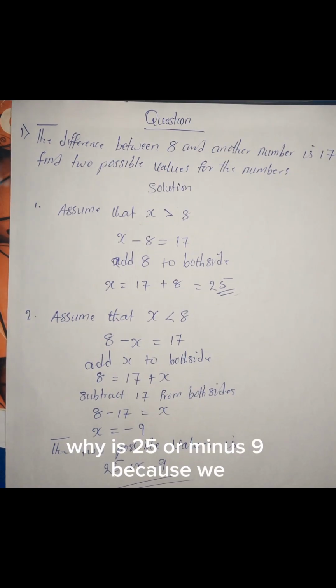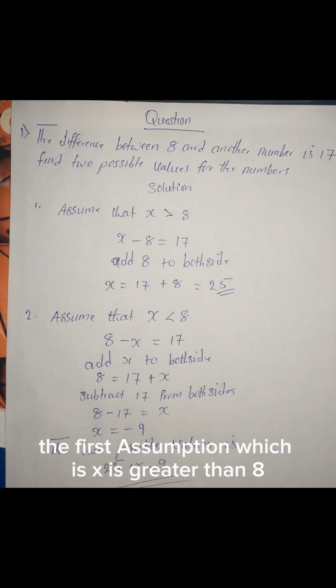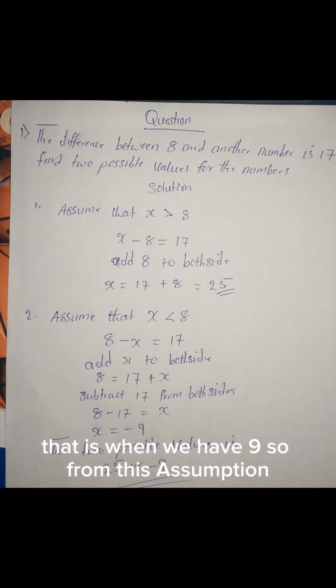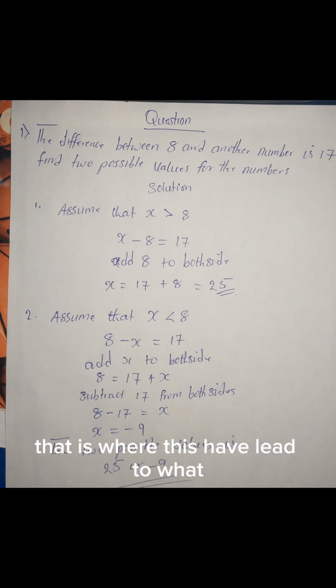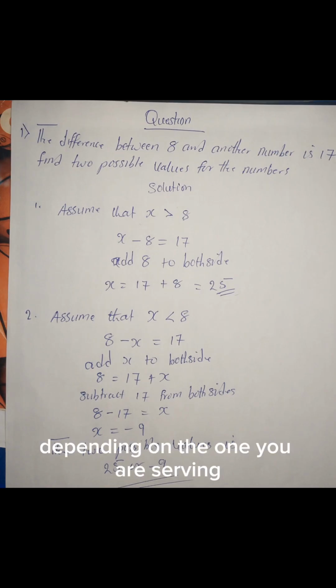Why is it 25 or minus 9? Because you solve for two different assumptions. The first assumption, x greater than 8, is when we have 25, and when x is less than 8, that's when we have minus 9. So from these assumptions, that's where we get the final solution. The final solution is 25 or minus 9, depending on the one you are solving.